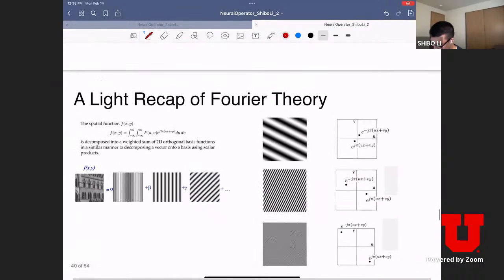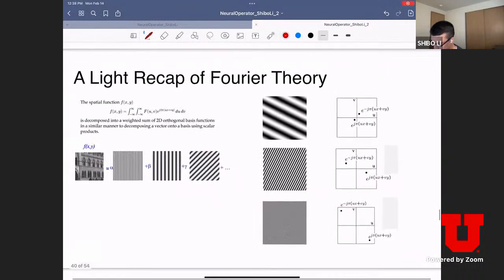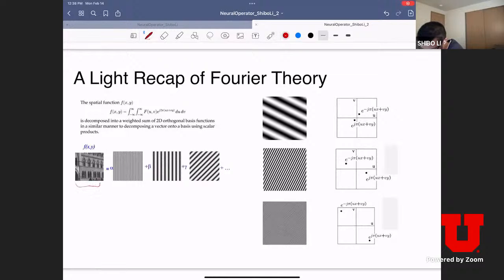You can also do the Fourier transform in 2D space. For example, if you have an image, you can decompose it by different frequencies. Another property of the 2D Fourier transform is that the lower frequencies are closest to the center, and the corners have the highest frequency components.